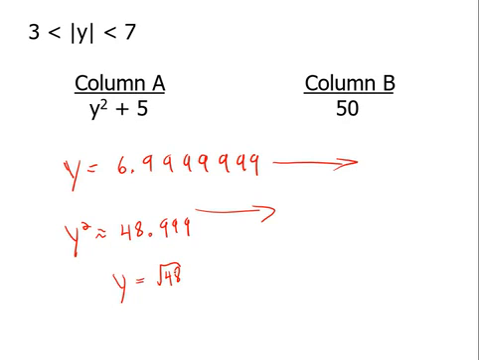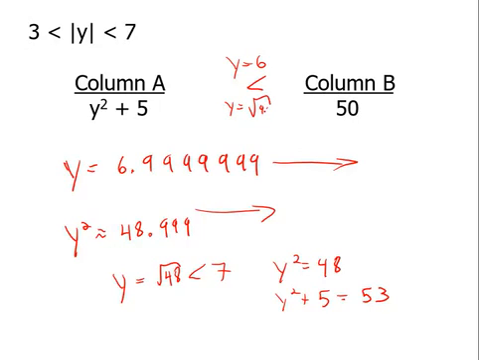It is certainly less than 7. And then y squared would equal 48. And then y squared plus 5 would be 53. So it is certainly possible, for example, if y is 6, column A is smaller, column B is bigger. But if y is the square root of 48, that makes column A bigger. So we can make some choices that make column A bigger, and some choices that make column B bigger. And because the relationship changes for different choices, the answer has to be D.